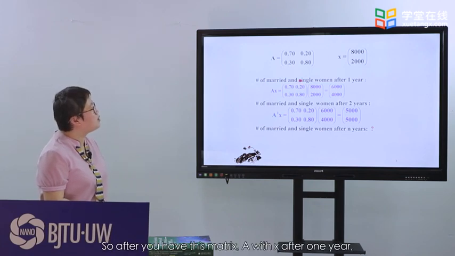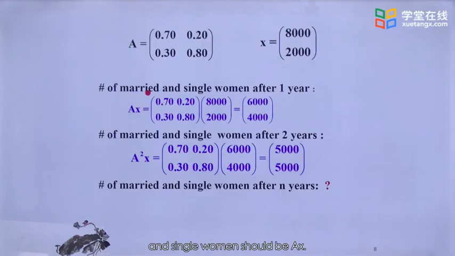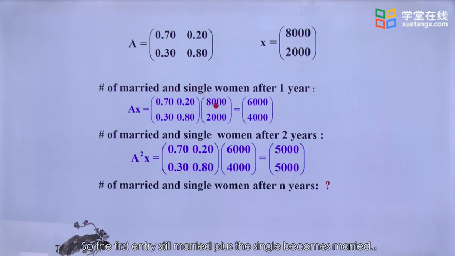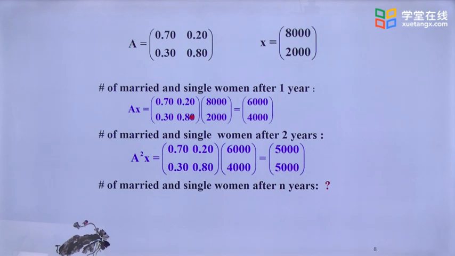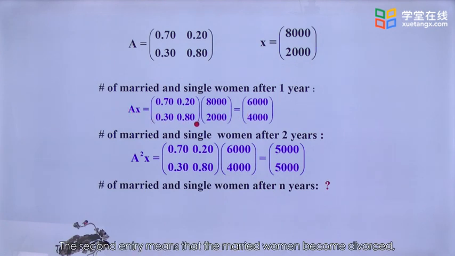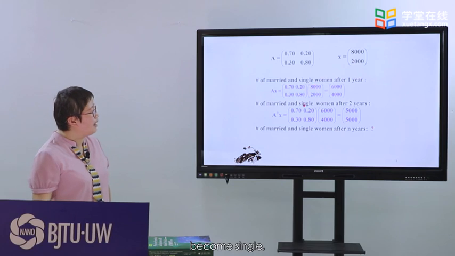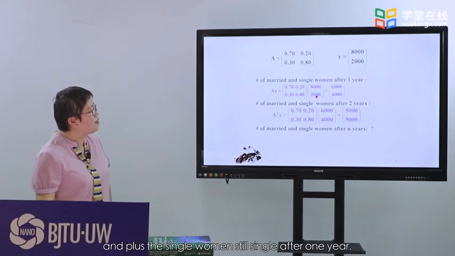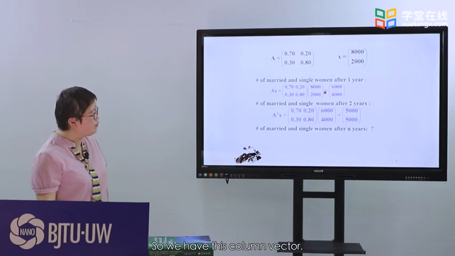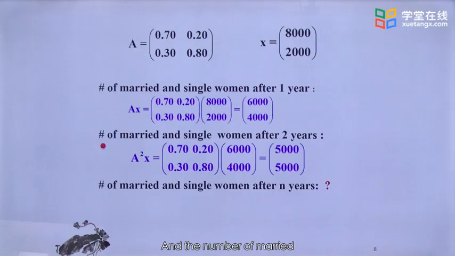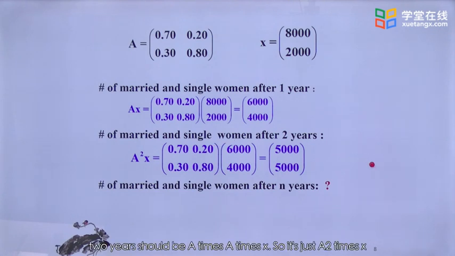So after you have this matrix A, this X, after 1 year, the number of married and single women should be A times X. So the first entry, still married, plus the single becomes married, right? Plus this one. So the second entry means the married women become divorced, so become single, plus the single women still single after 1 year. So we have this column vector, and the number of married and single women after 2 years should be A times this A times X. So it's just A power 2 times X.